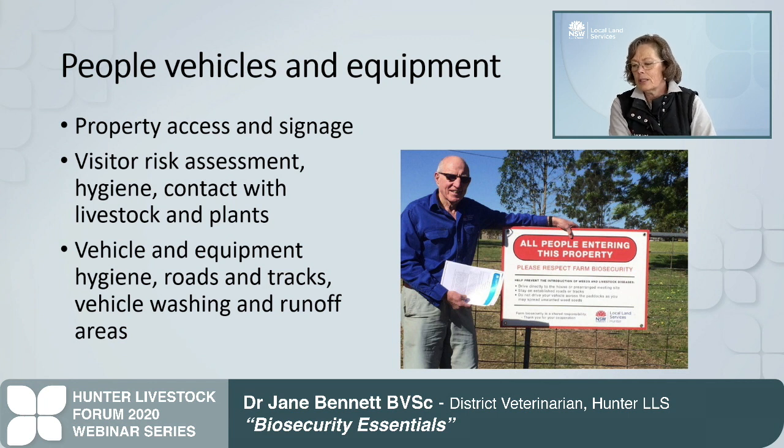Do a risk assessment. Do people really need to have access to all parts of your property, or can they just come to the house and the yard area and you can organise your risk around that narrow part of the property? Do they have good personal hygiene? Do you have hand washing, boot washing, vehicle washing facilities available? And when you do, where does the wastewater go from that washing area? So vehicle and equipment hygiene is really important as part of that as well. And as I mentioned, the runoff from that washing area. Where does it go and how do you isolate that from the rest of your property?